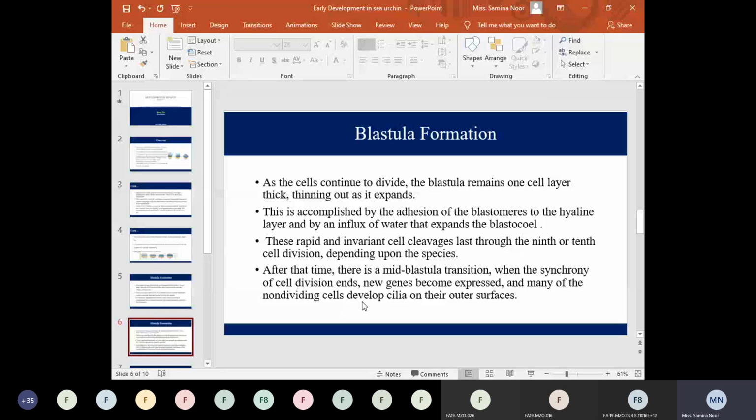ठीक है, and then the new genes become expressed. Another feature of the mid-blastula transition is the expression of the new genes, and also that the non-dividing cells develop cilia on their outer surfaces. ठीक है, so जब mid-blastula transition stage आती है, at that time cells lose their synchronicity of cell division, then new genes are expressed, and the non-dividing cells develop cilia on their outer surfaces.